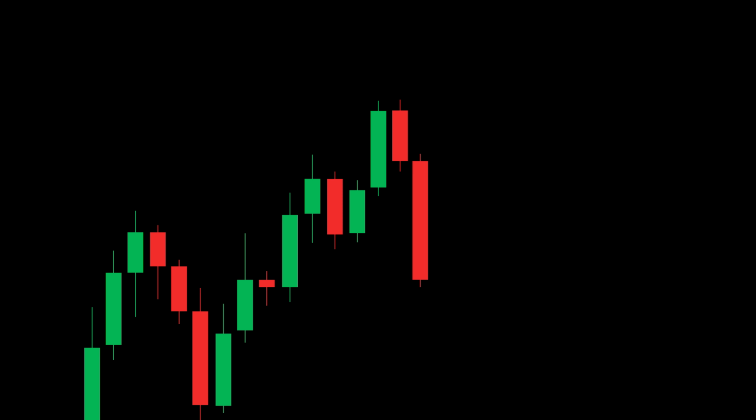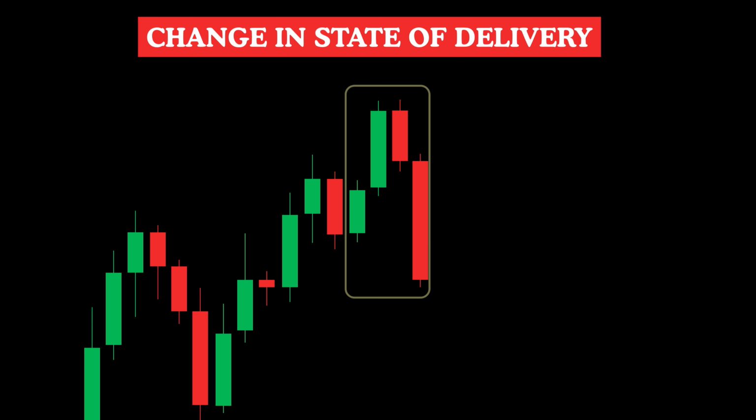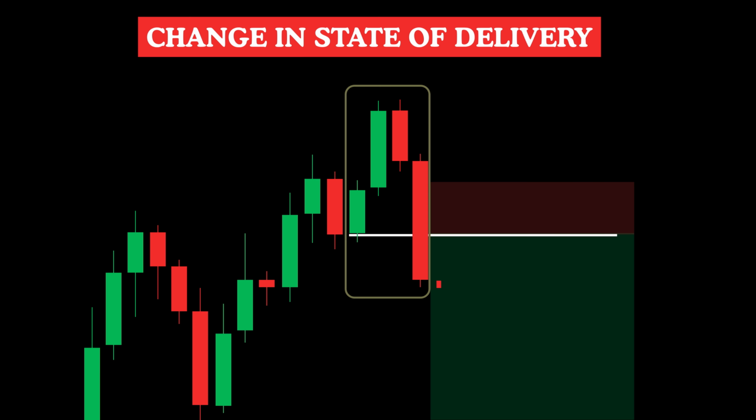When bullish market momentum abruptly turns bearish, or the opposite occurs, it signals a possible market reversal. Known as a CSD, change in state of delivery. This transition offers a valuable opportunity for traders, particularly those aiming for setups with strong risk-to-reward ratios.